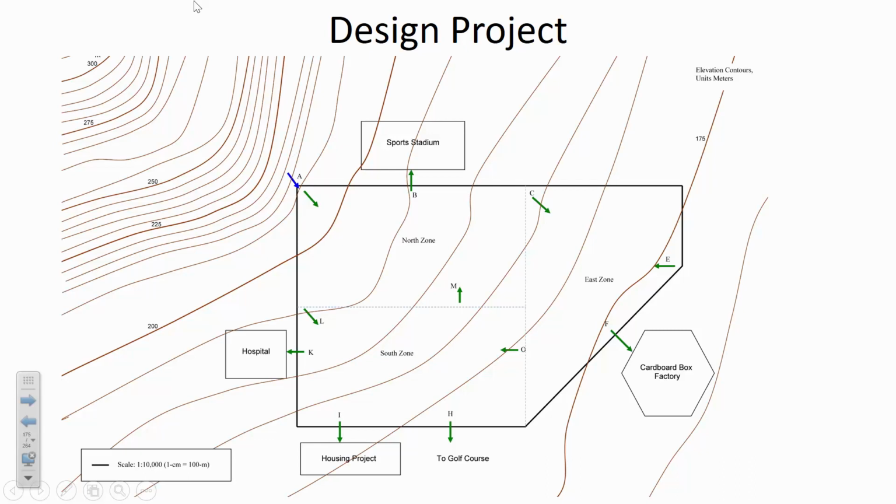So the design project has 4 different phases. Phase 1 is demand estimation. And so what you're going to do is, based on the information that I've given you, make some assumptions and calculations and try to figure out how much flow is required at each of these points.